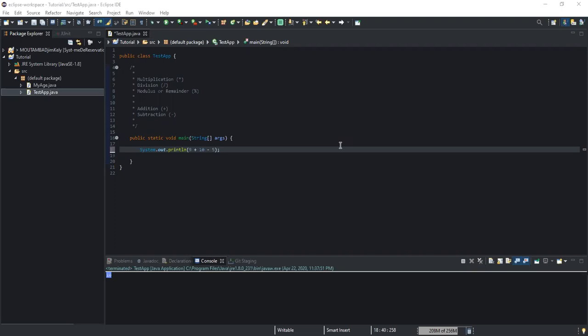So first of all, let me start by defining what is an expression. An expression in programming language is a syntactic entity that may be evaluated in order to determine its value. So in programming language in general, this is how you can define an expression.